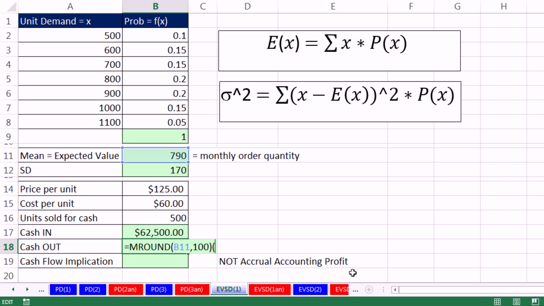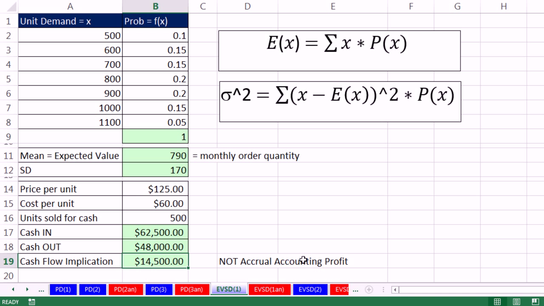Now, that's the units. F2. And I'm going to multiply it times our cost per unit, enter. So we could figure out, if these are all cash transactions, the cash implication. I could say the cash in minus the cash out. There's a disconnect between how many we sold and how many we ordered. Now, be careful. This is not accrual accounting. Accrual accounting would match 500 units of revenue to 500 units of cost.